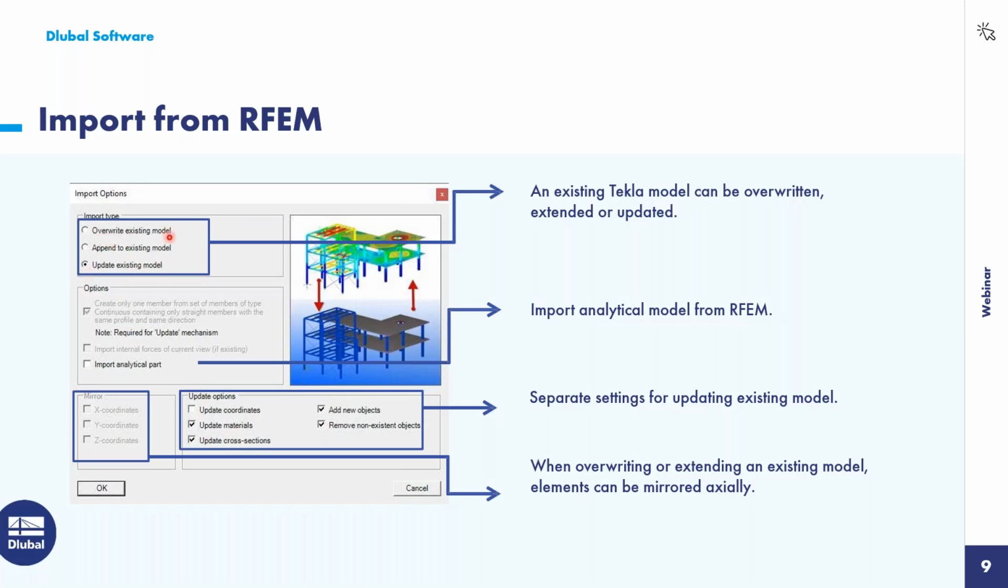Overwrite means it'll completely wipe the file and everything will be started from new when importing in. Appending is more for adding if you're looking to add some additional members or parts to the model. And then update should be used if you're looking to update things like materials and cross sections, and it can also do new objects as well. And then here are some mirroring options if you're using the overwrite or append option. You can choose to mirror about the X, Y, or Z coordinates with that option.